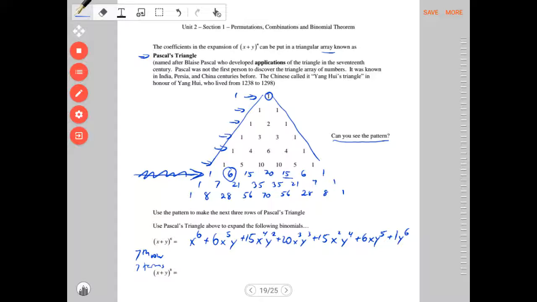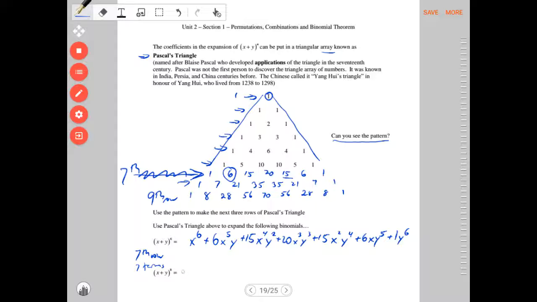It's really quite brilliant. Okay, so let's try this next one, x plus y to the 8th. That would be the 9th row of Pascal's triangle. So this was the 7th row, this is the 8th, so this is the 9th row. The exponent is 8, and then we use that last row of coefficients.